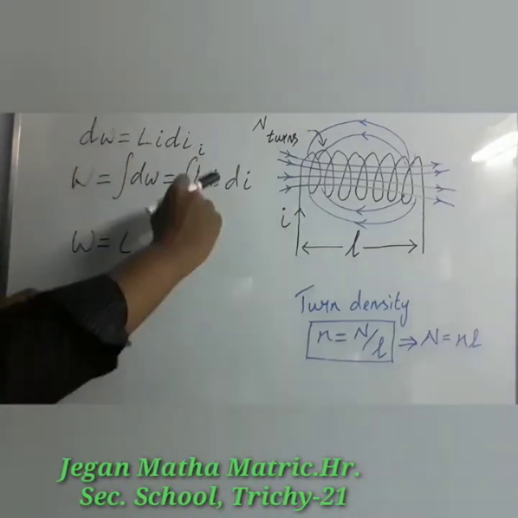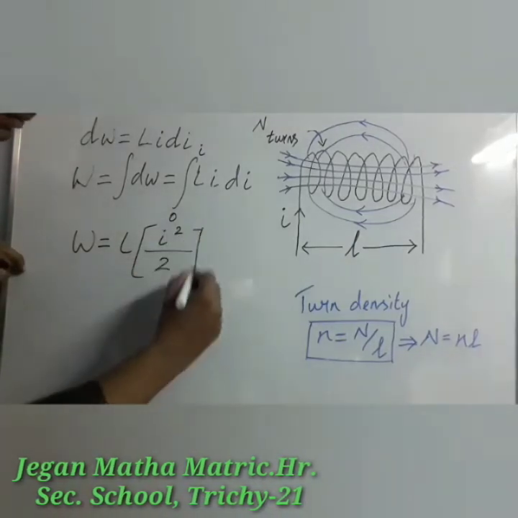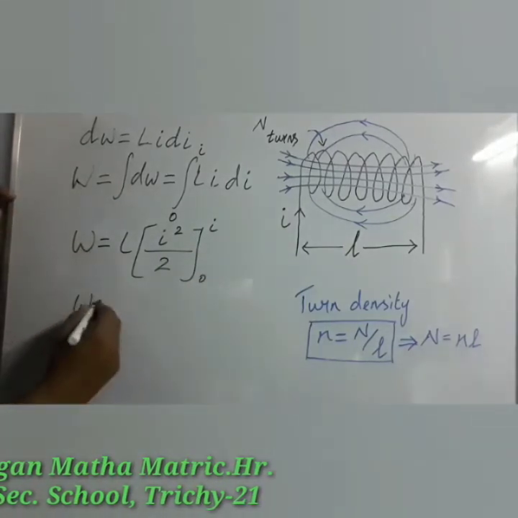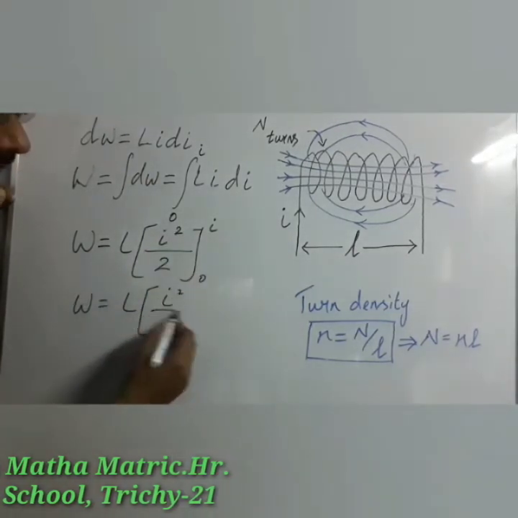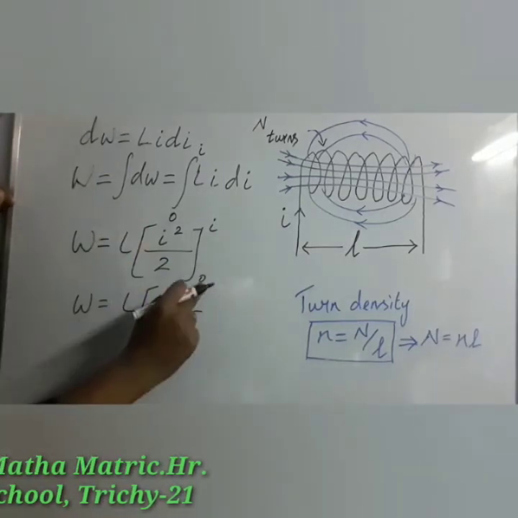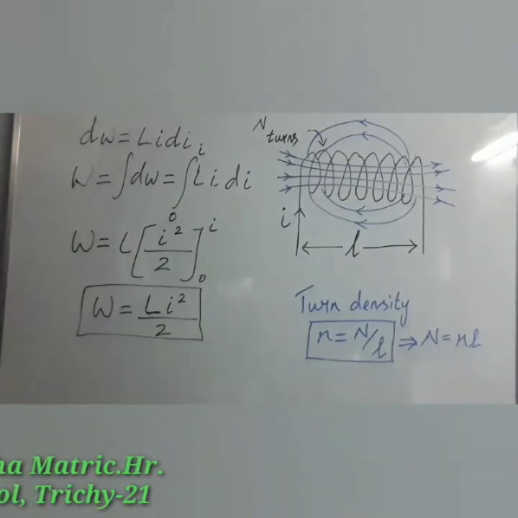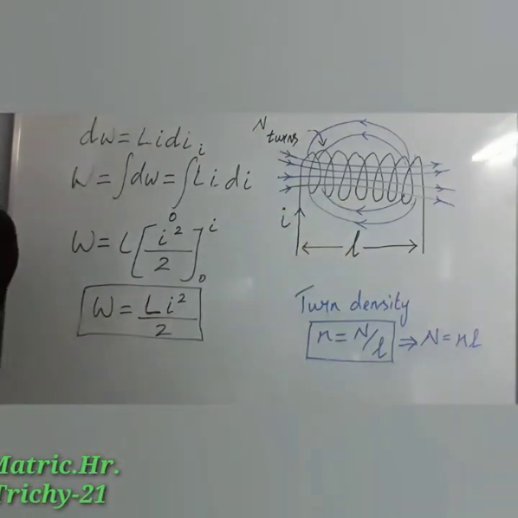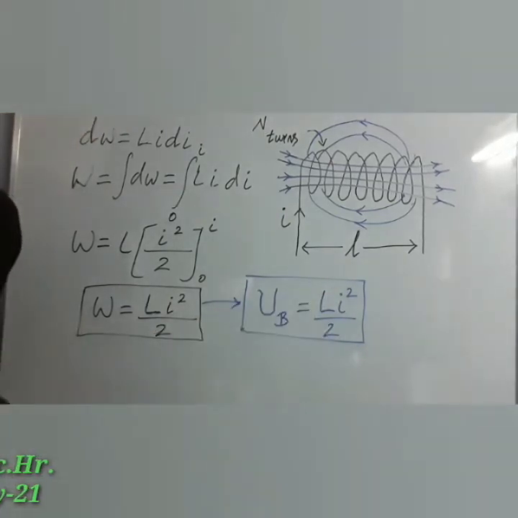L has been taken outside. So the integration of I into dI is nothing but I square by 2. You have to apply the upper limit and the lower limit. So W is equal to L times I square by 2 minus, for the lower limit 0, 0 by 2 is 0 itself. So what is the remaining thing? L I square by 2. This work done is stored as magnetic potential energy in that solenoid, in the inductor. So work done is converted into magnetic potential energy.